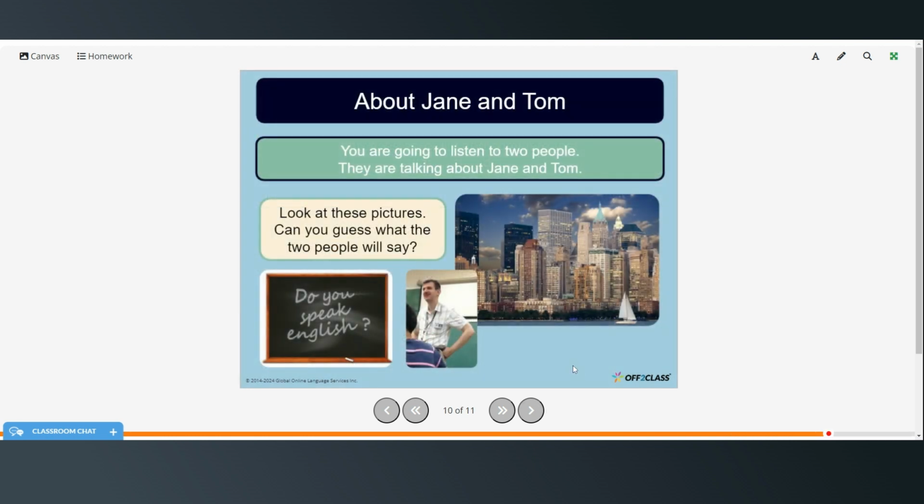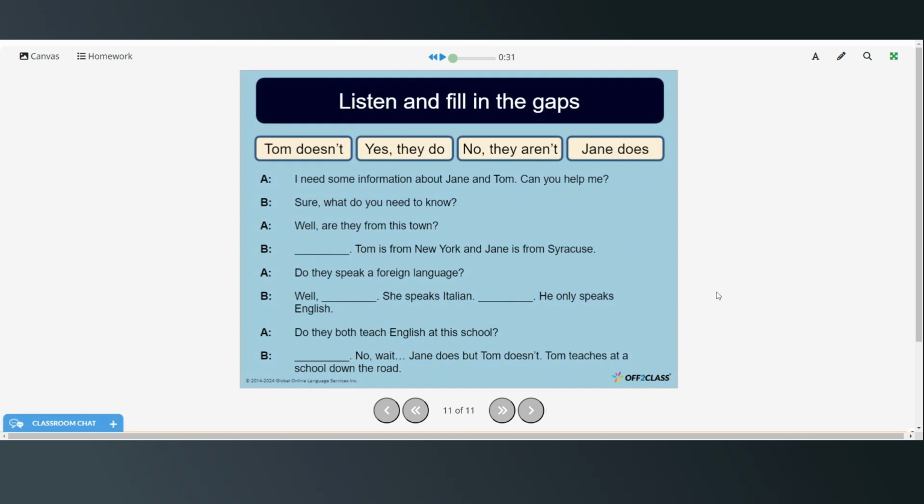All right, about Jane and Tom. So you're going to listen to two people. They're talking about Jane and Tom. So look at these pictures and see if you can guess what the two people will say. So just take a look at that, think about that before we listen. All right, so we're going to listen and then fill in the gaps as we go.